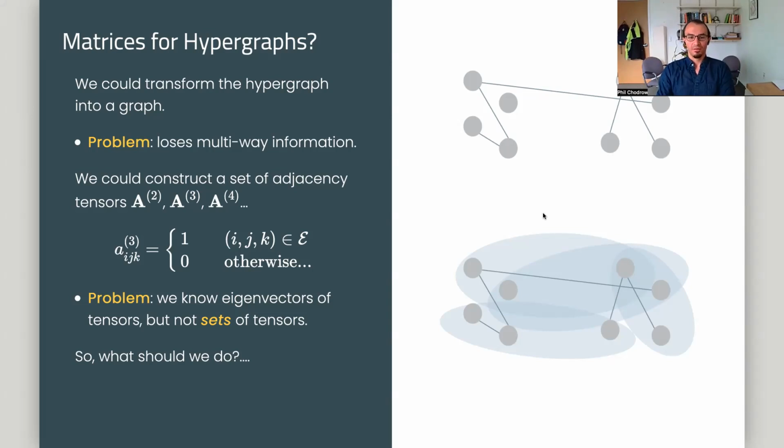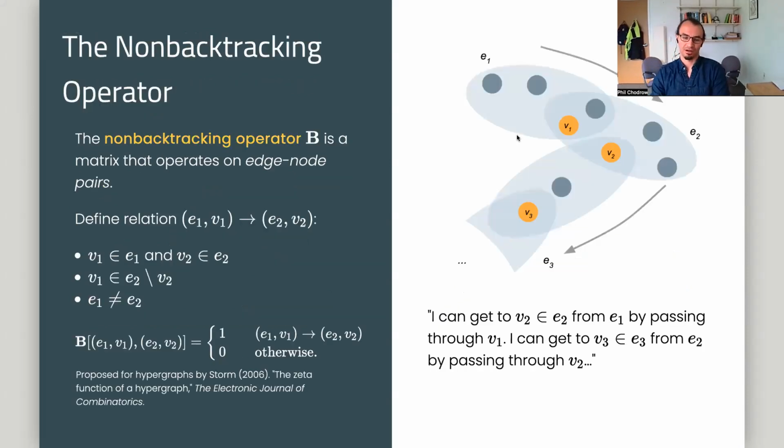The way that we're going to do it here is we are going to consider the non-backtracking operator. Whereas something like an adjacency matrix operates on pairs of nodes, it tells you whether or not there's an edge between 2 nodes, the non-backtracking operator operates on edge node pairs. So I take 1 edge and 1 node and a second edge and a second node, and my non-backtracking operator tells me about the relationship between 1 edge node pair and another edge node pair.